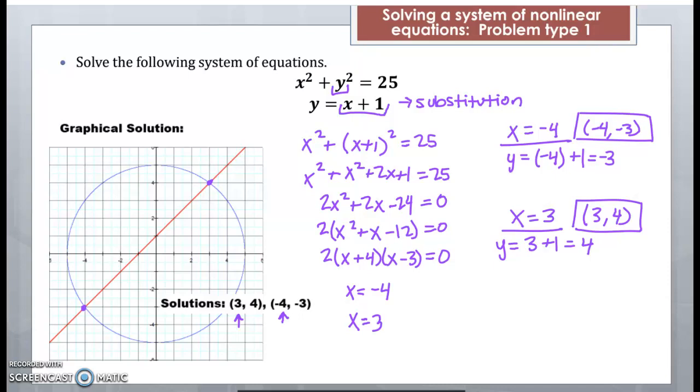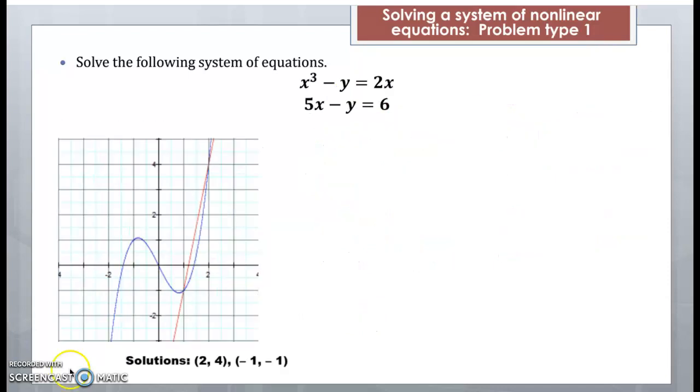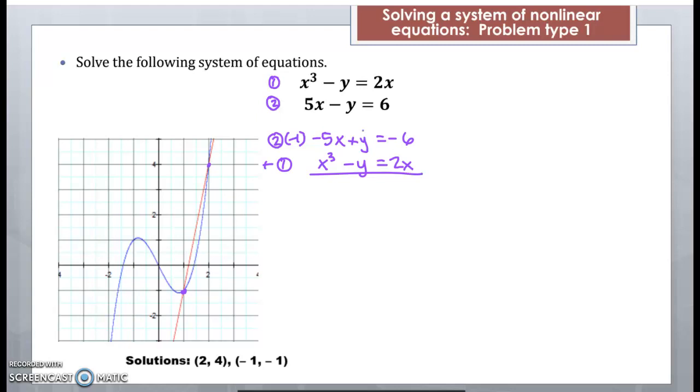So that is one example about solving nonlinear equations. Let's take a look at this one, and this one kind of teaches us why we need to be careful about graphing solutions. I see here from this graph that I have two solutions. I also see that this is equation 1 and this is equation 2. If I multiply equation 2 by negative 1, I'm going to get negative 5x plus y equals negative 6. I'm going to add equation 1, which is x cubed minus y equals 2x. When I add these together, I eliminated a variable. So this problem used elimination.